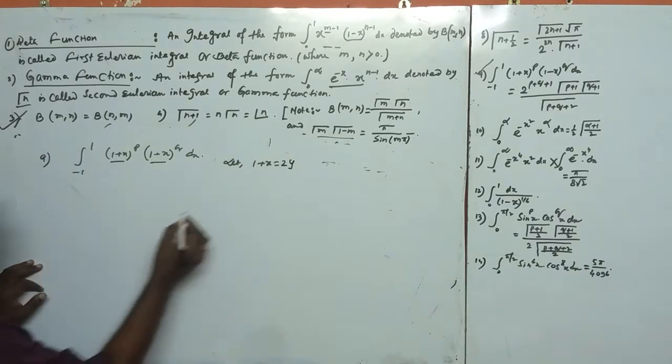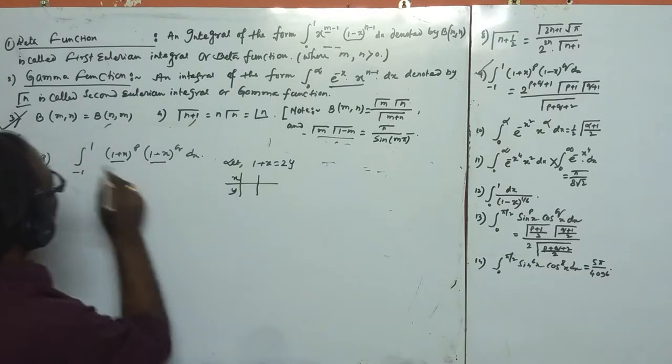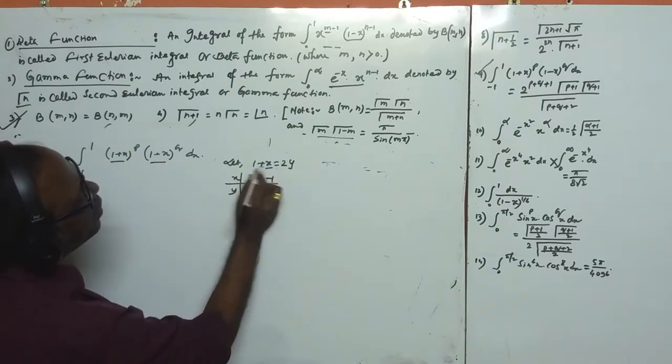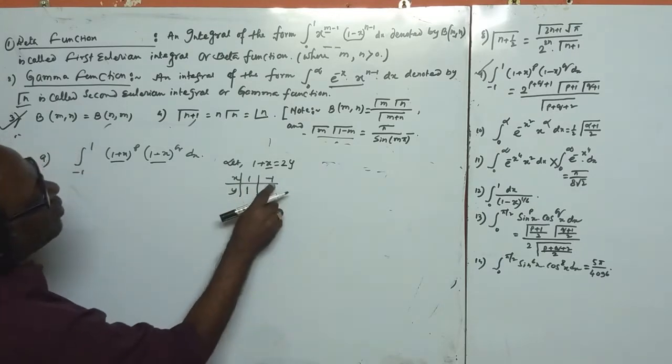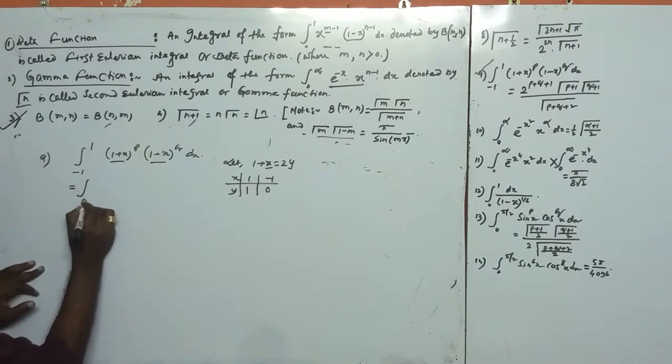So now this is the value of x in terms of y, and the limits here are 1 and minus 1. If we put 1, then we get 2 canceling, so 1. If we put minus 1, then we get 0. So the limits become 0 to 1.